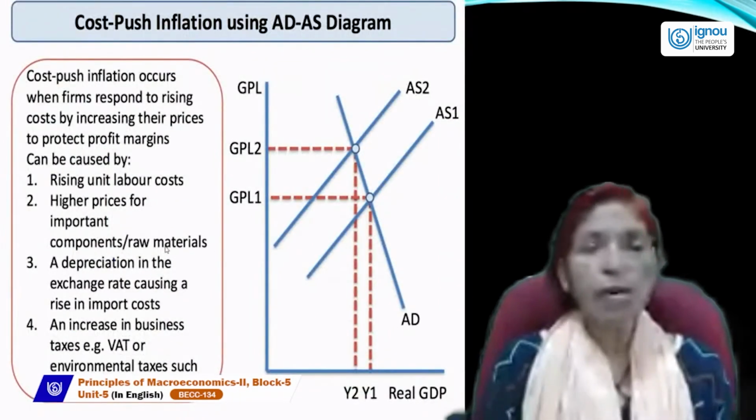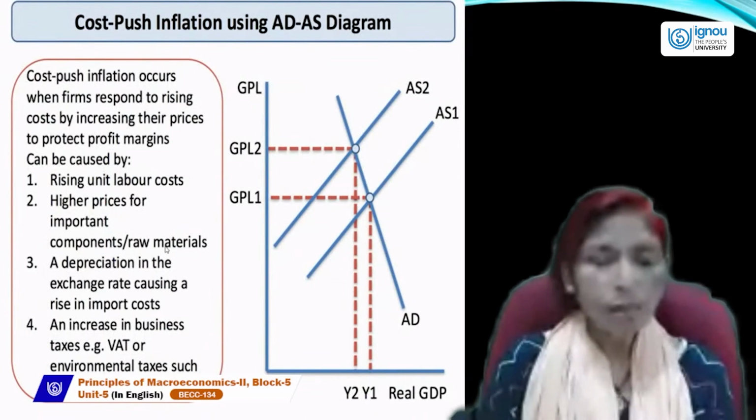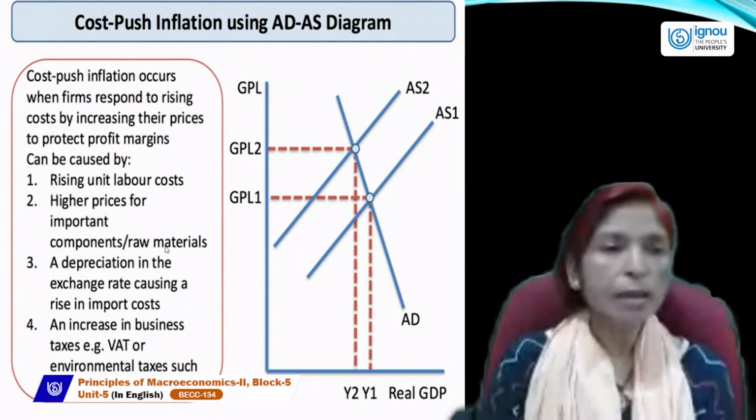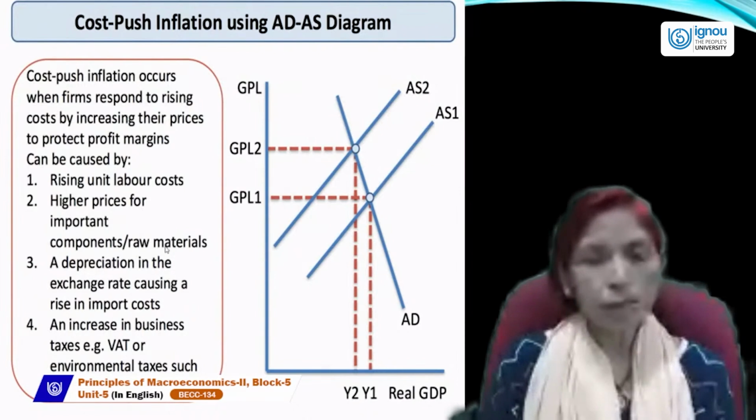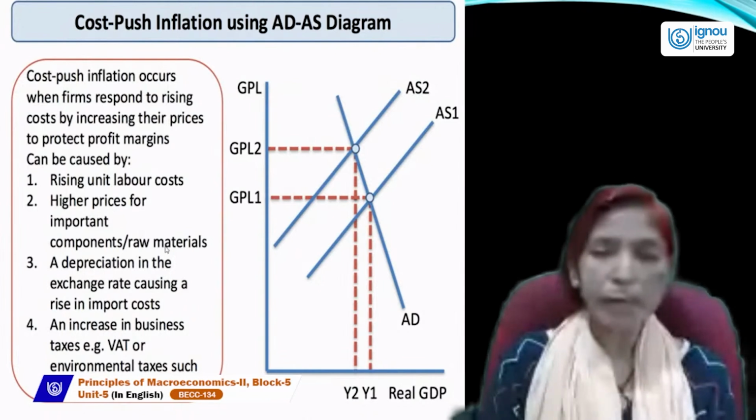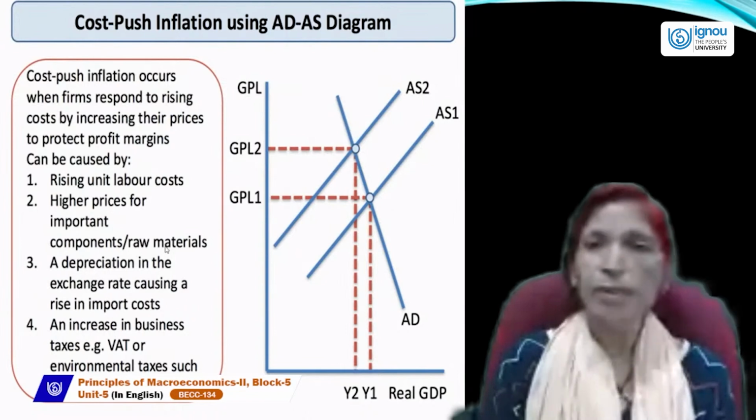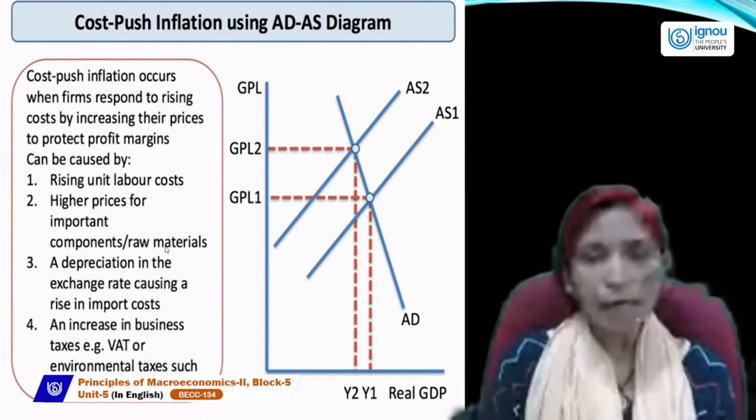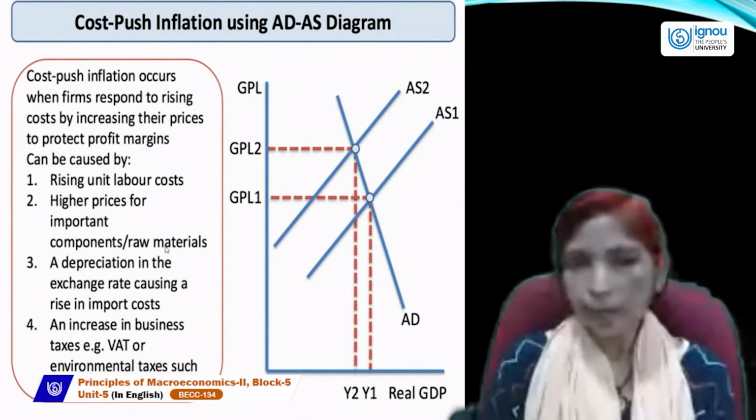Next is cost push inflation. What is cost push inflation? Cost push inflation generally occurs due to an increase in the cost of production. As we know, the factors of production are four: land, labor, capital, entrepreneur. All these factors are known as primary factors, which give the main contribution in the production of goods and services. Other factors are also very important, like raw material, fuel, etc. These are known as secondary factors.